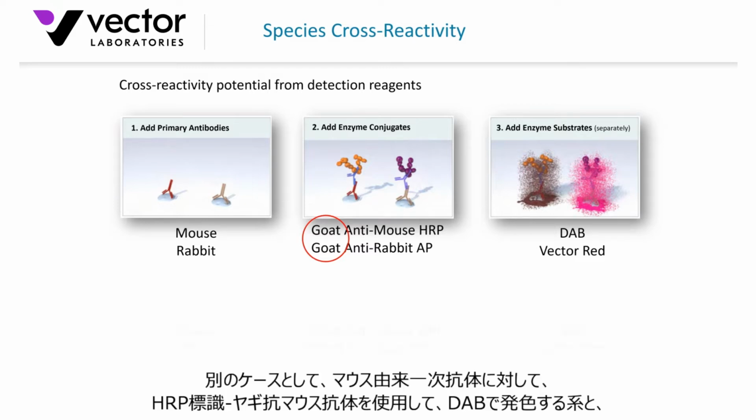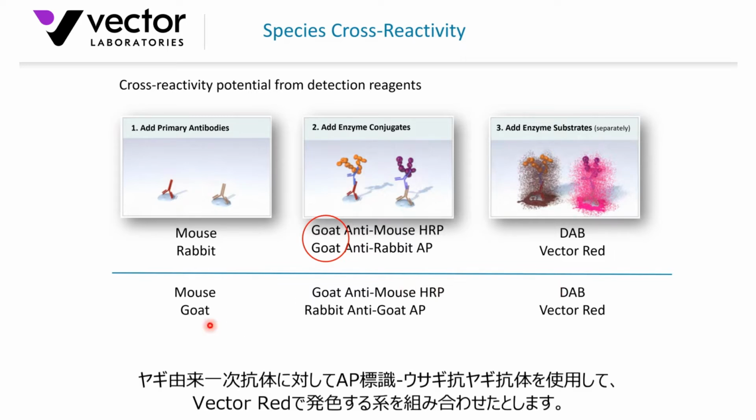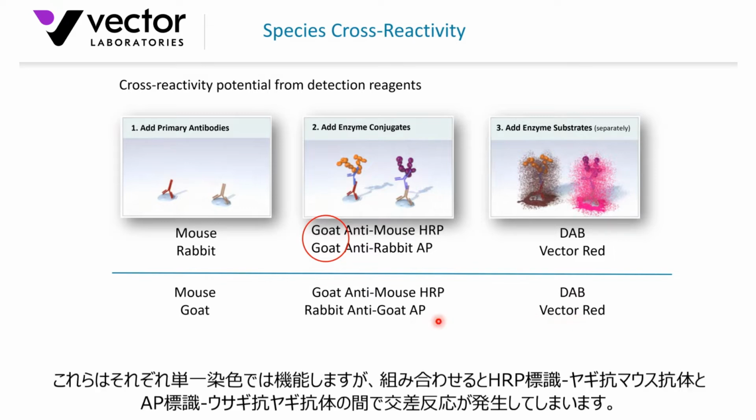Let's take a look at another scenario. You're going to use a mouse primary, a goat anti-mouse HRP, and then develop with DAB. But the second primary antibody you're going to introduce is goat, but you select the rabbit anti-goat alkaline phosphatase, and you're going to develop with Vector Red. That's well and good, but just be aware of the fact that there is this high potential for cross-reactivity between the goat anti-mouse and the rabbit anti-goat in this given scenario.